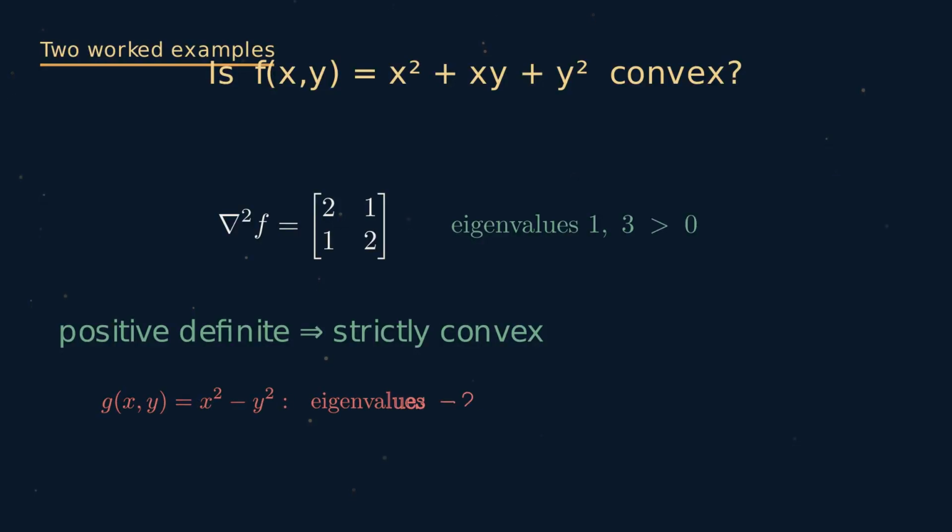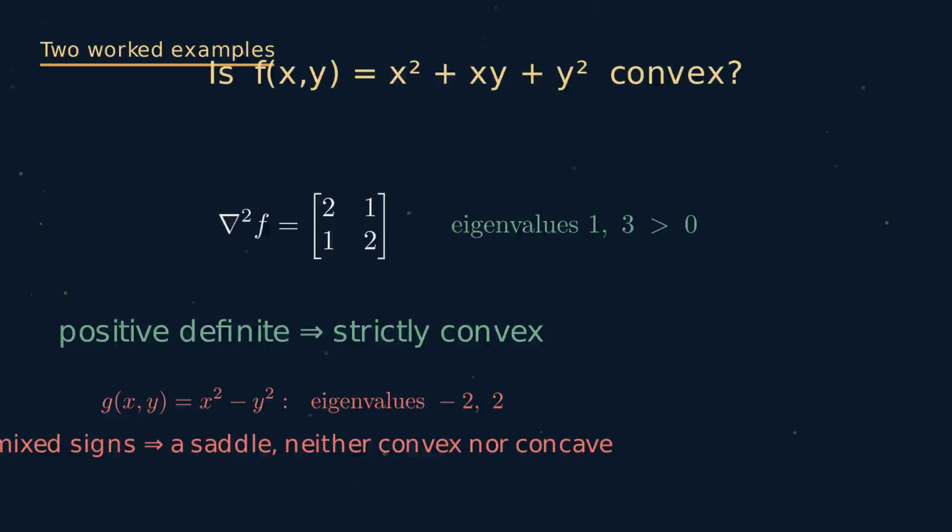Contrast that with x squared minus y squared. Its eigenvalues are plus 2 and minus 2, mixed signs. That's a saddle, convex in one direction, concave in the other. Exactly the shape a convex program forbids.